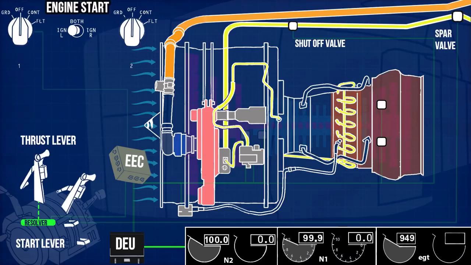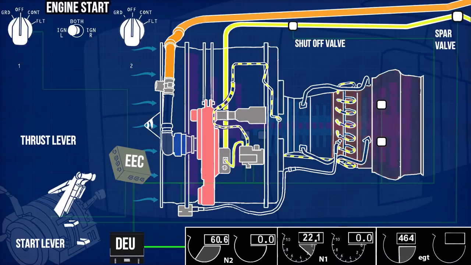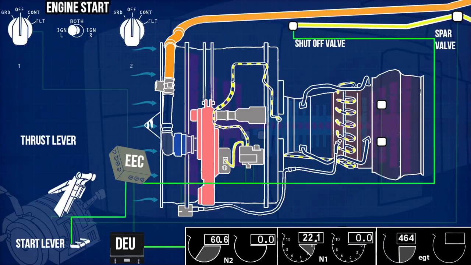To shut down the engine, move the thrust lever back to idle. This will decrease fuel flow for combustion, and the engine will go back to idle speed. Then move the start lever to cutoff. This will stop the fuel flow, and the engine will gradually come to a halt.